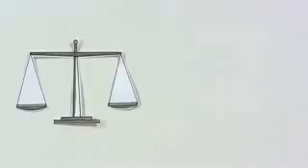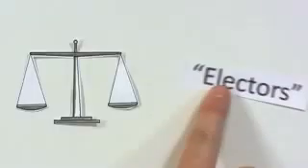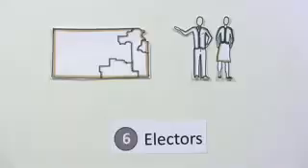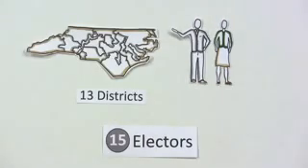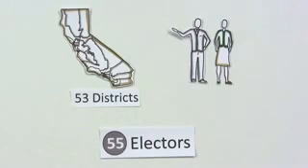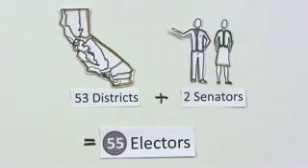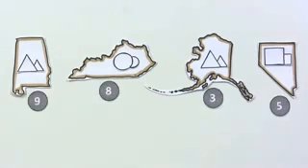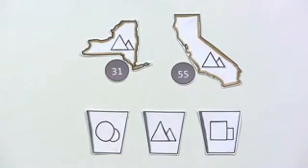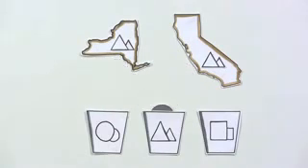The influence a state has in the election is measured by the number of electors. This number comes from the number of districts in a state plus the number of U.S. senators, which is always 2. North Carolina has 15 electors, while California has 55. When a candidate wins the voting in a state, they win that state's number of electors. That's why big, populous states can be so important to candidates. Their electors add up quickly.